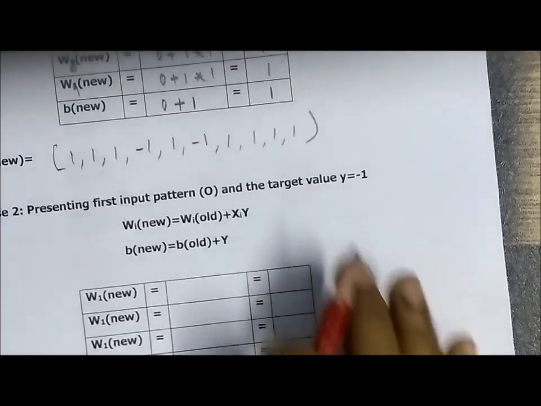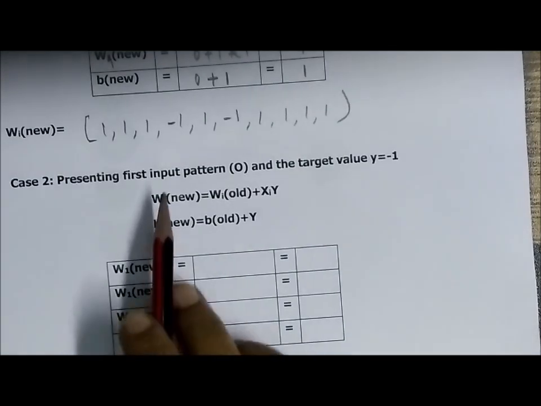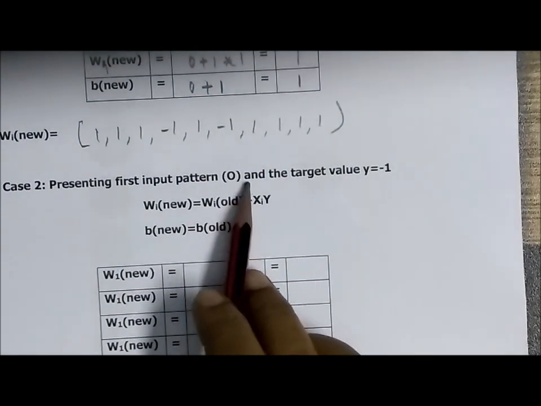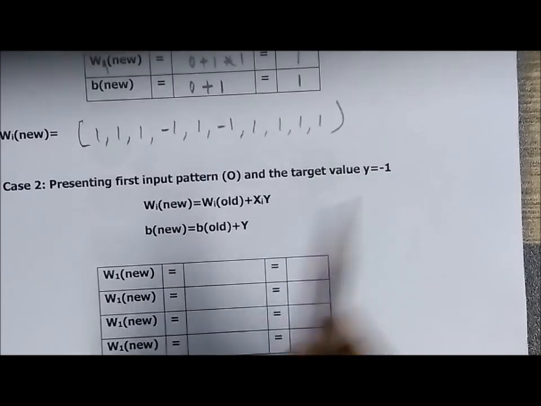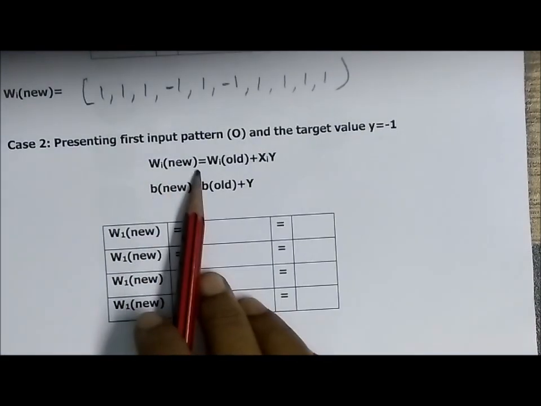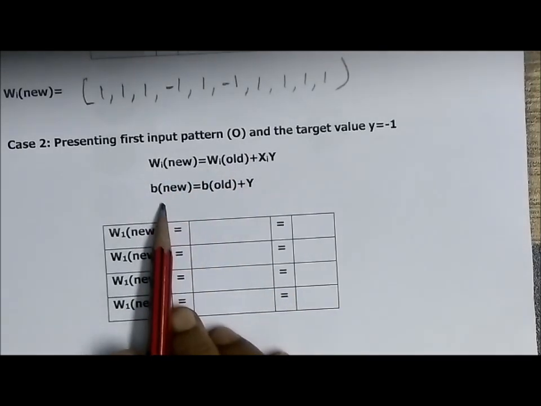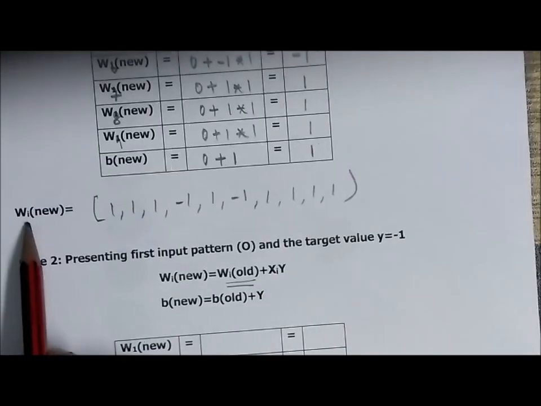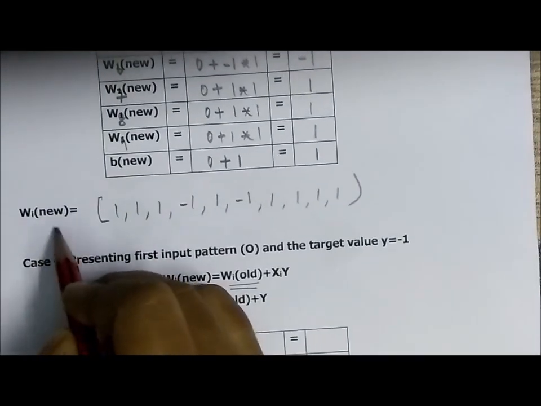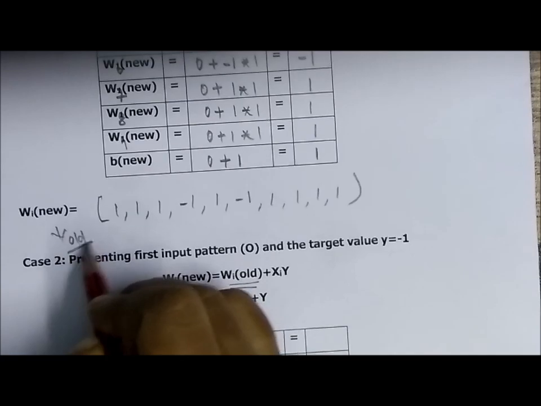So case 2, what we have to do is we have to present the first input pattern O, and the target value here will be y is equal to minus 1. Similarly, what we have to do, we have to update the weight and the bias. So now your weight of old, this new vector becomes now the old because we have come to a second case.